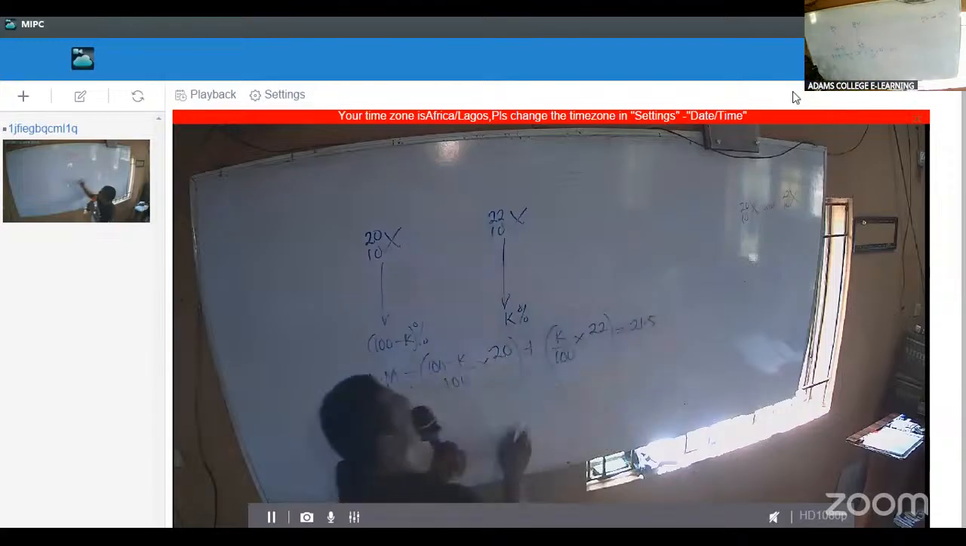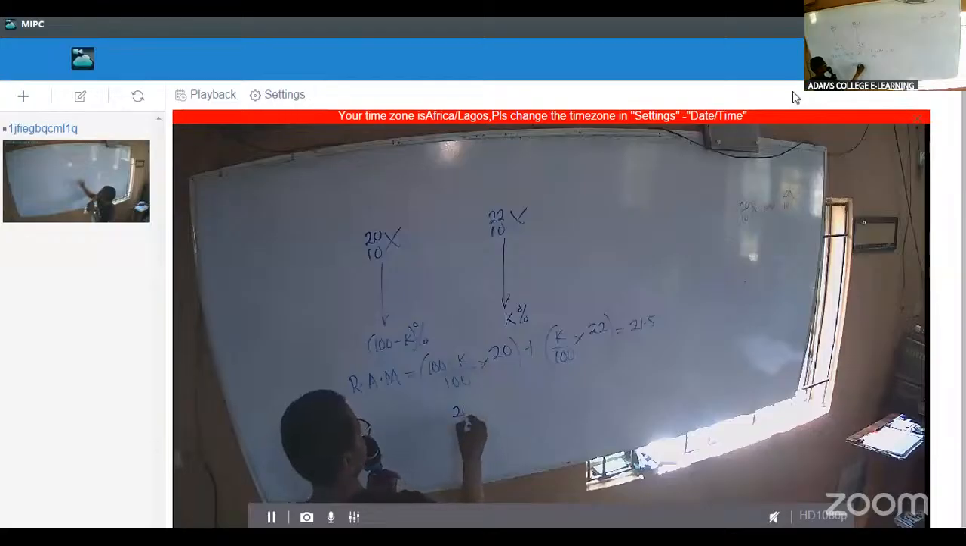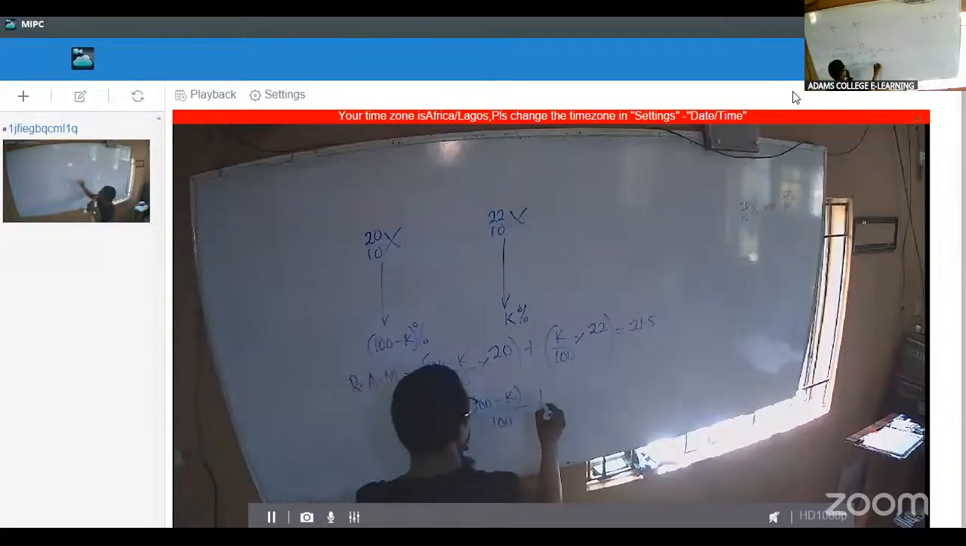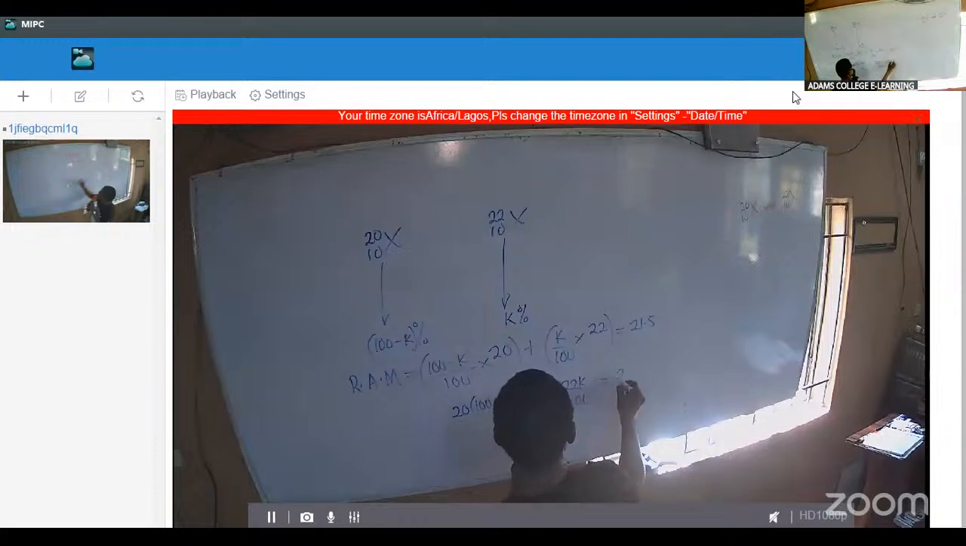How do you get 100 minus K? Total percentage will be 100 for the two of them. So can I say 20 into (100 minus K) over 100 plus 22K over 100 equals 21.5.